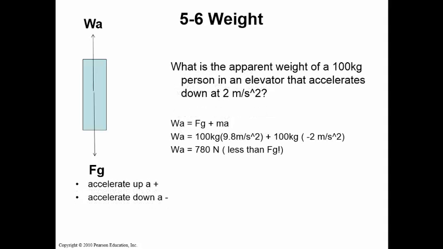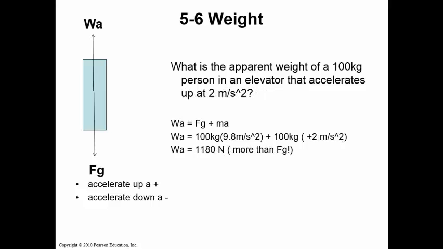So here's an example. What is the apparent weight of a 100-kilogram person in an elevator that is accelerating down at 2 meters per second squared? WA equals 100 kilograms times 9.8 meters per second squared plus 100 kilograms times negative 2 meters per second squared. When I add that up, my apparent weight is 780 newtons, which is less than my weight. And that makes sense, right? Because the elevator is accelerating down and pulling away from my feet and not pushing on me as hard.